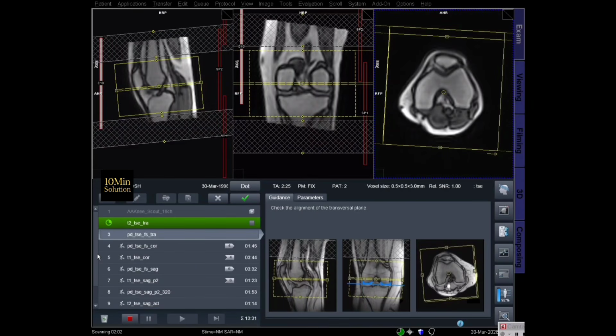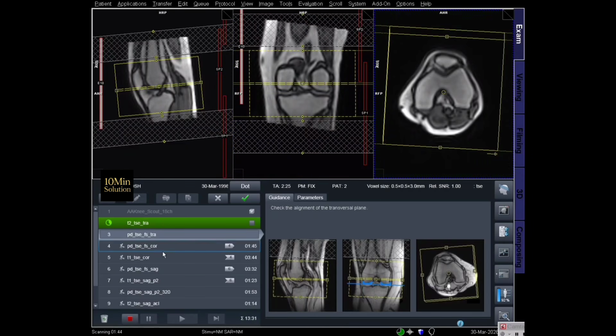Today I will discuss with you how to plan and protocol an MRI of the left knee joint. So let's get started. You can see here there are three localizer images. The first image is sagittal, this is coronal, and another is axial.